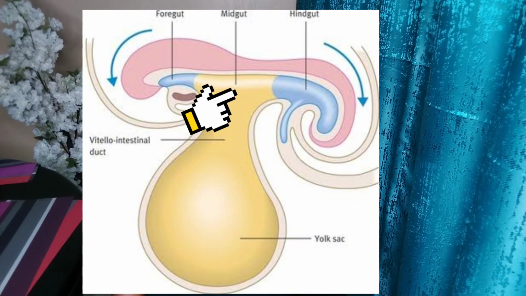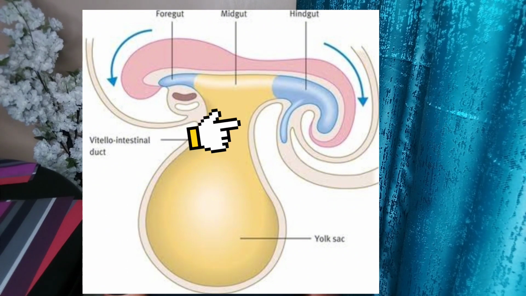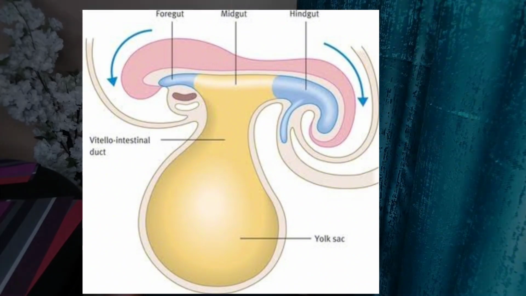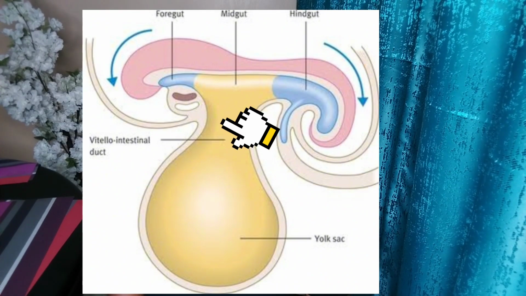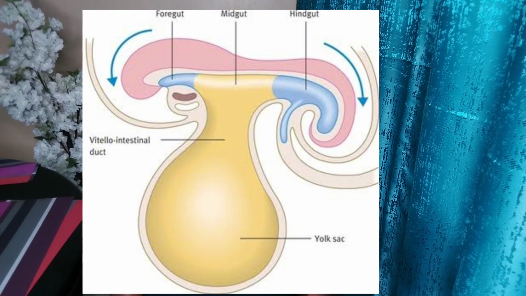And part of the yolk sac will be left connected to the midgut of the gut tube that has been formed. The connection left between the gut tube, that is the midgut, and the yolk sac is called the vitelointestinal duct. The vitelointestinal duct is the second structure that forms the umbilical cord.